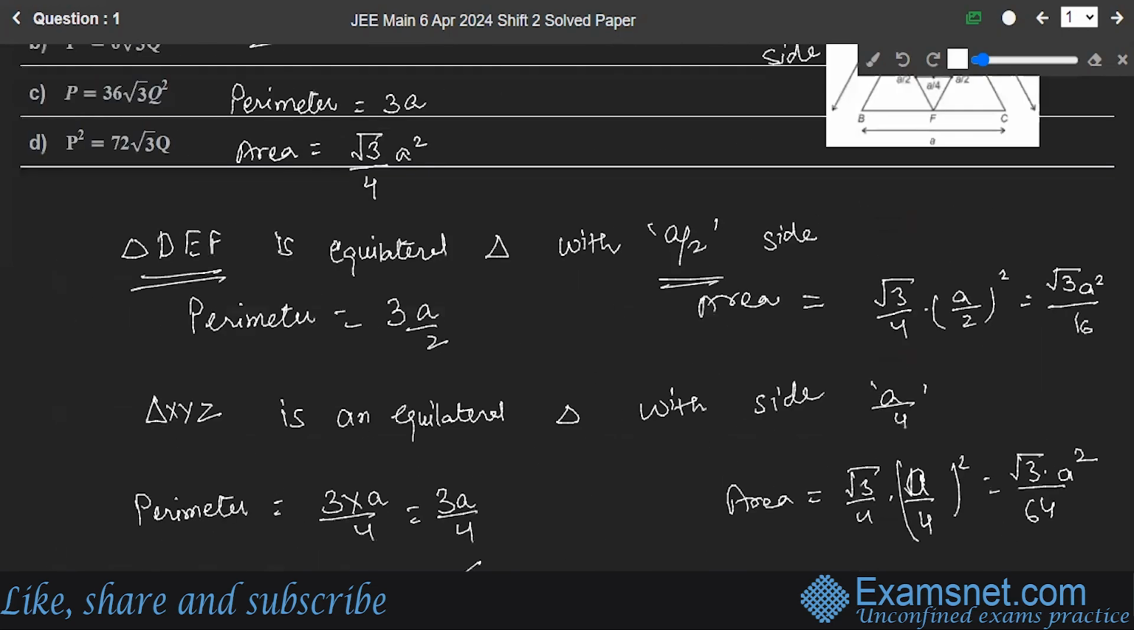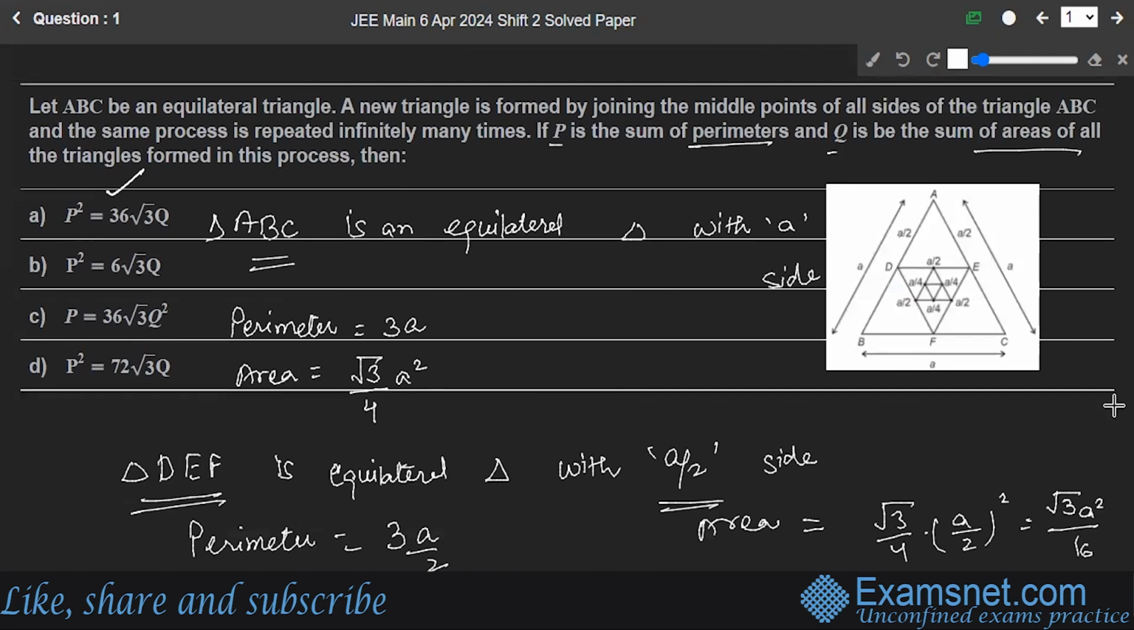Let's check with the options now. The first one, option A, is the correct answer: 36 root 3 into q. Hope you got that. Let's move to the next question then.